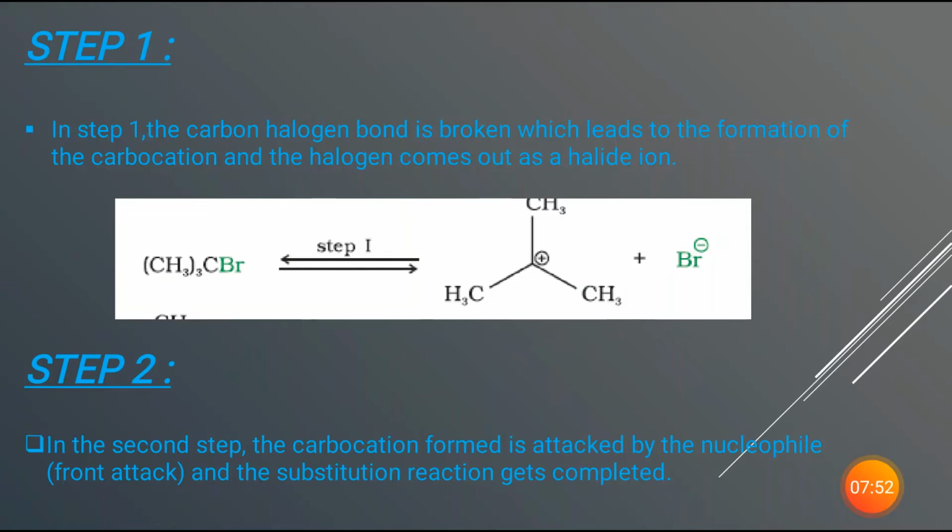The first step is that in this tertiary carbon compound, the carbon halogen bond breaks, and you can see a tertiary carbocation is formed. The Br comes out as Br minus. Carbon having a positive or negative charge is highly unstable, it cannot tolerate it. Only carbon being neutral is stable.